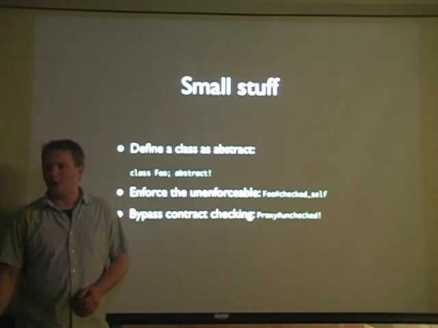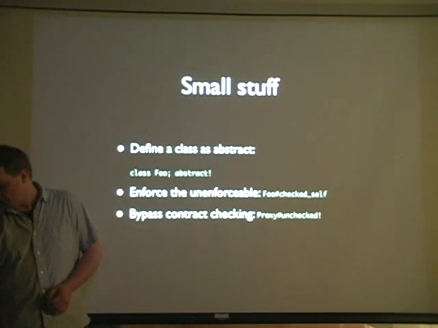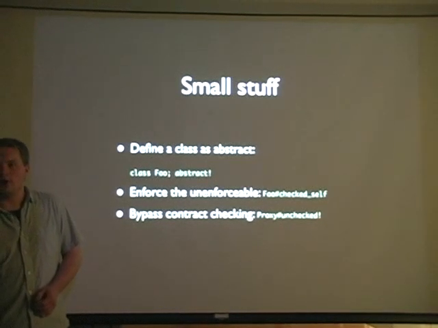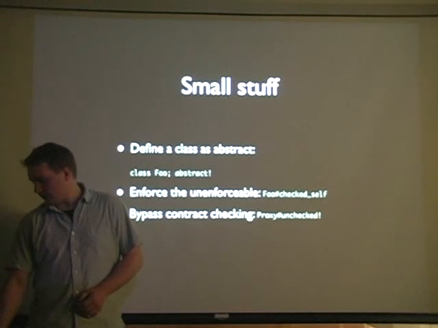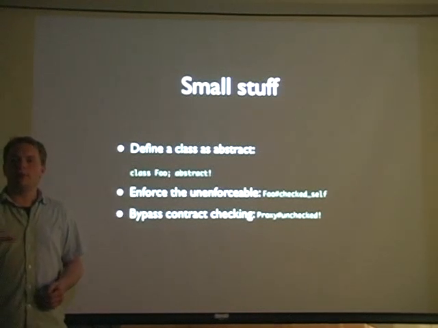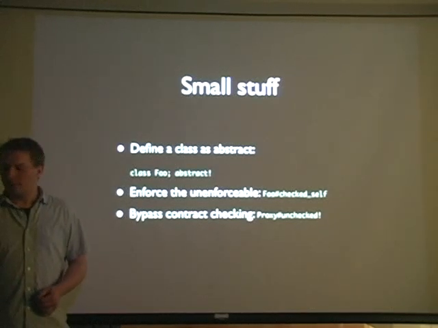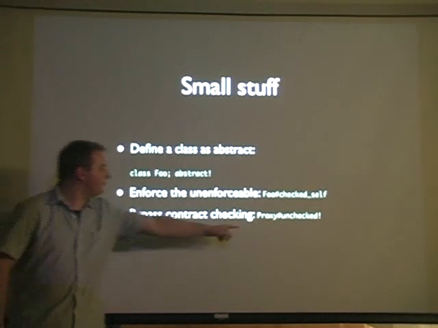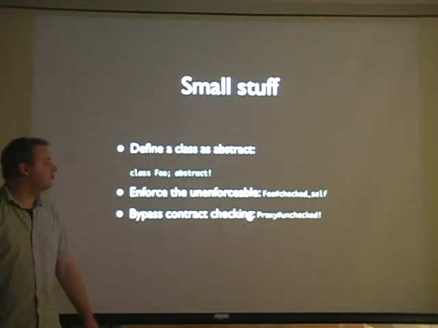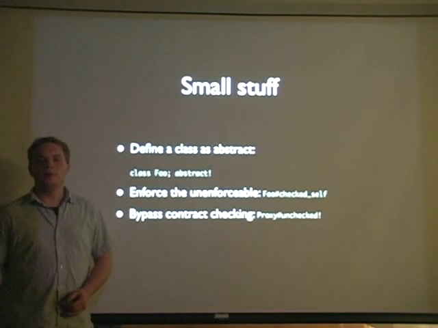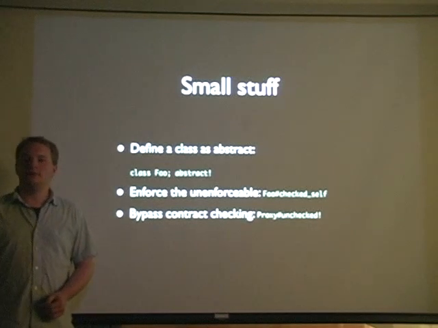It also does a couple of other small things. You can define a class as abstract. You can enforce calls to private methods within the class by using checked self. Normally, because of this barrier, if you call a private method within the object internally, the private method won't be checked. And I can show you that in a little bit. And you can also get access to the original object if you call unchecked on what you know to be a proxy object.